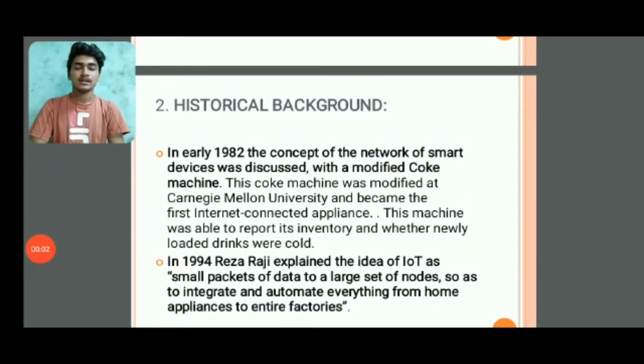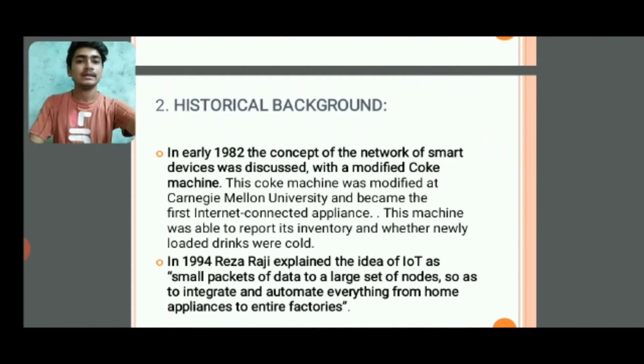Hello sir, I am Vivek Jadhav, roll number J26, and today I will give the presentation about the Internet of Things. My friends Sarthak and Shradha gave the presentation about the introduction of IoT, and Shradha gave the presentation about the need of IoT. I will give the presentation about the historical background of IoT.